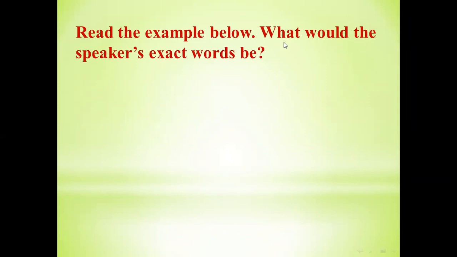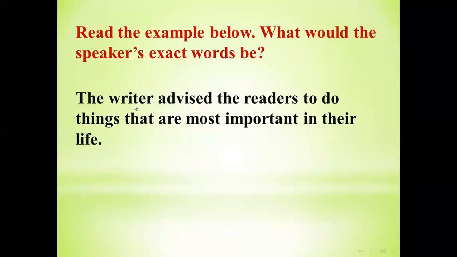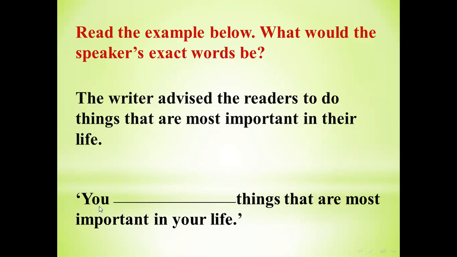Let's go to special introductory verbs. Read the examples below. What would the speaker's exact words be? Concentrate, please, with me. The writer advised the readers to do things that are most important in their life. The writer advised, so he said what? You should do something, okay? He advised the readers to do things that are most important in their life. What about his exact words? What did the writer advise his readers? He said what? You should do things. So in direct speech, if we have should do, it changes into the introductory verb advised, okay?